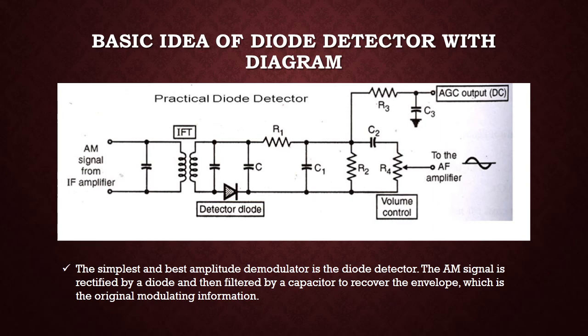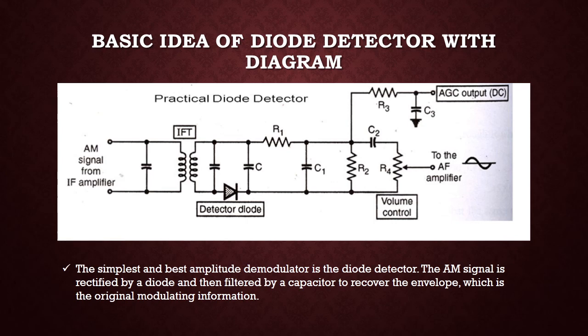Now the part is diode detector. The circuit diagram for a practical diode detector has been shown here. As the direction of the diode has been reversed, the negative envelope will be demodulated. Due to this, a negative AGC voltage will be developed here. We will discuss AGC in next slide.